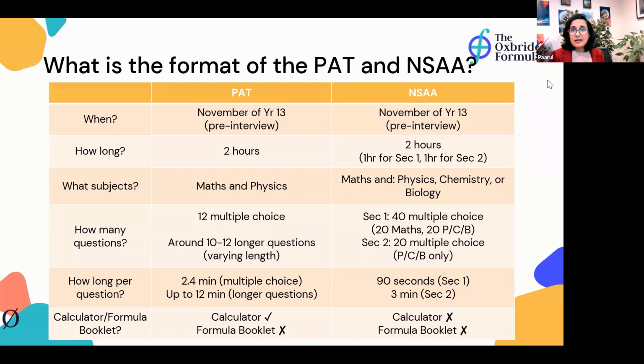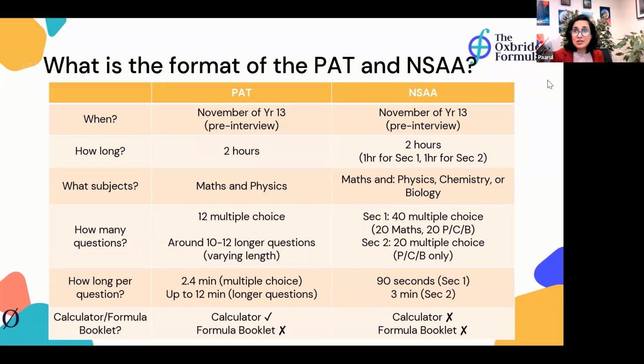Then section 2 has slightly more difficult questions, but still multiple choice, and you sit 20 of them within an hour. These are purely science. But the physics questions, the way the syllabus talks about it, do have some maths woven in, although the form of the questions is physics. So physics, chemistry, or biology, but again, we'll be talking about physics in this webinar.